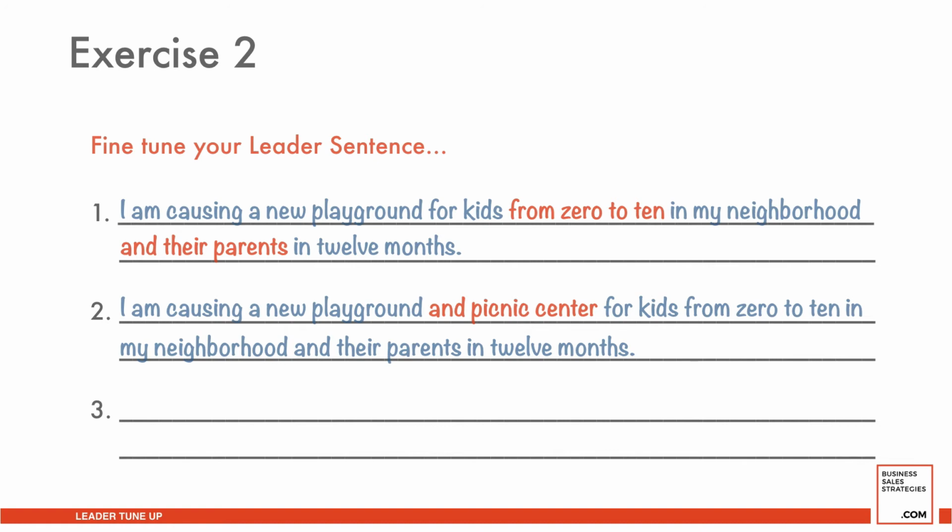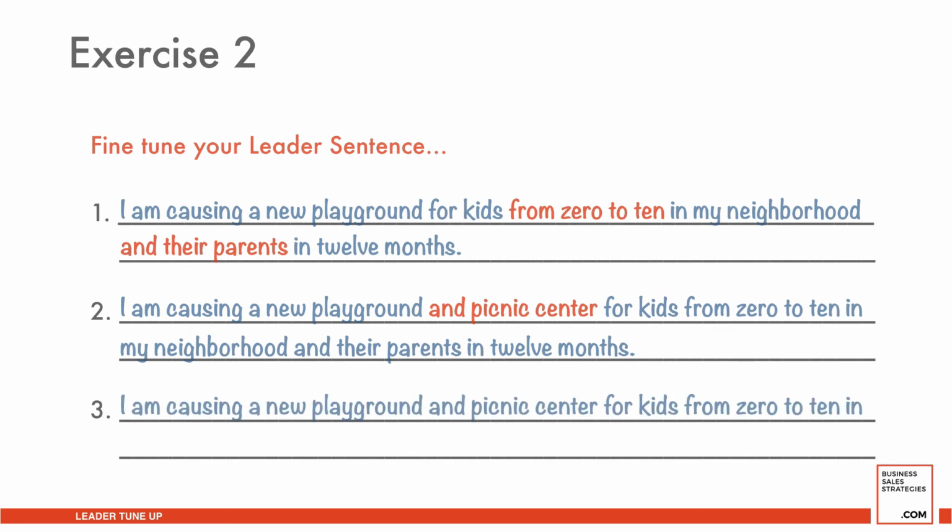So you can see in this example, we're getting a little more visual about how it's going to look, getting more of a sense of that whole flavor of the community coming together. And finally, I'm causing a new playground and picnic center for kids from 0 to 10 in my neighborhood and their parents by July 4th of next year. So here we're getting more specific about the date. We can imagine the calendar and the date and the ribbon cutting. And so this power of visualizing just how it's going to be helps increase the power of your leader sentence.